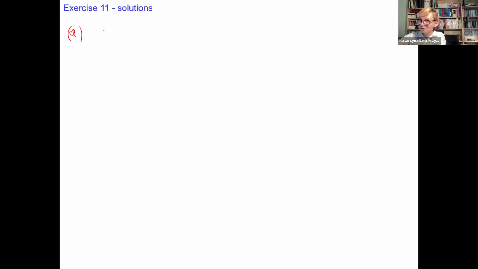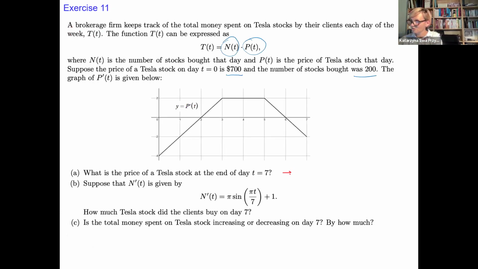For part A, in order to get the price, and we only have the rate of change, we will integrate the rate of change, correct? Between 0 and 7, this will give us the price between 0 and 7. We still have to add the price at 0 because it's at the end. That means it's a total, because this one will be the price at 7 minus the price at 0.